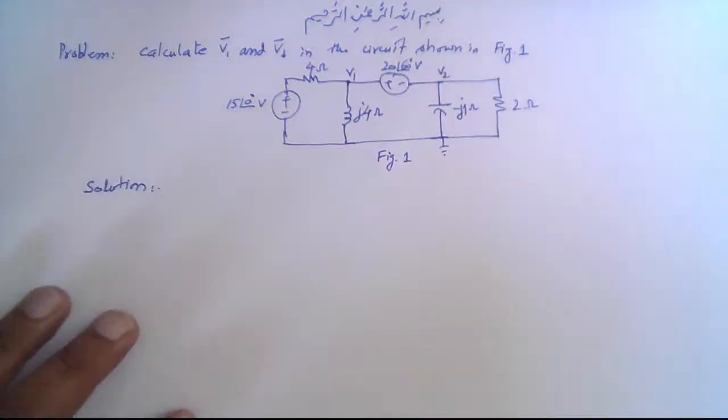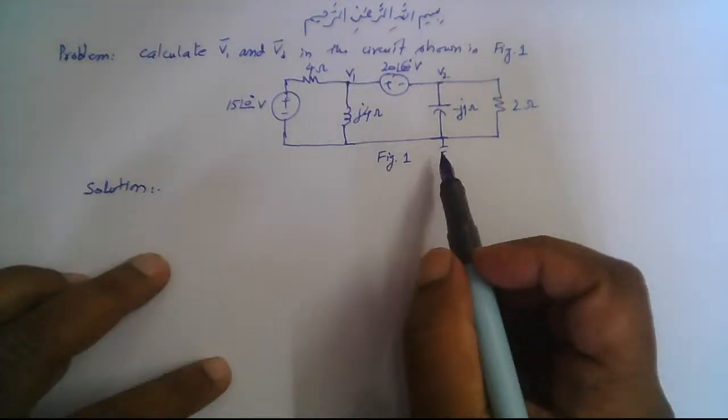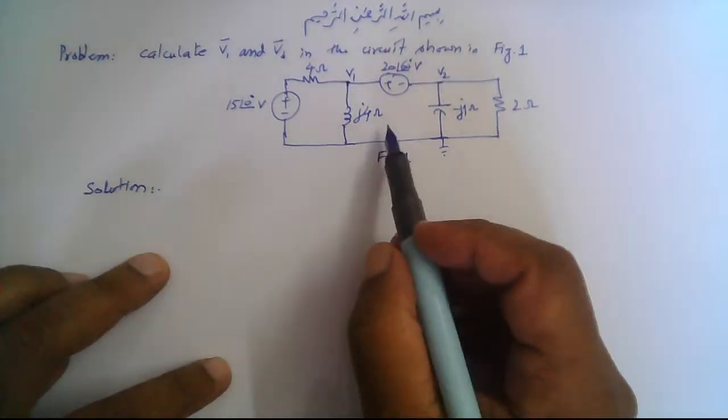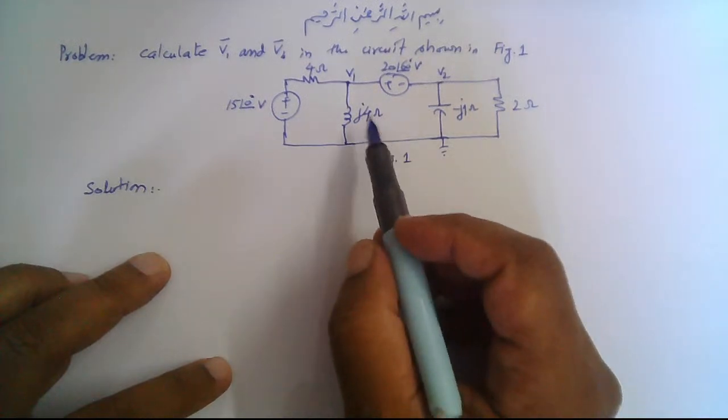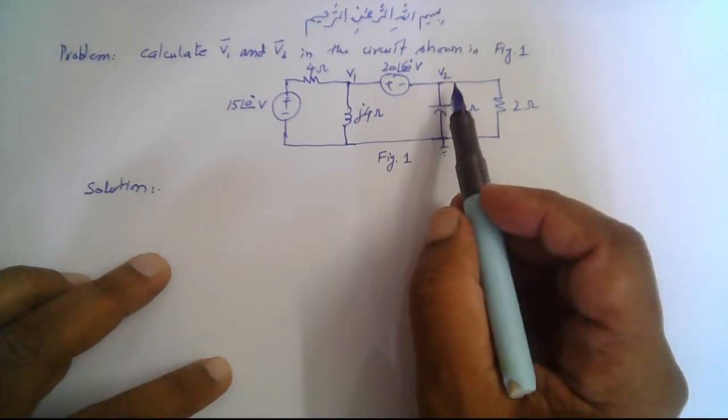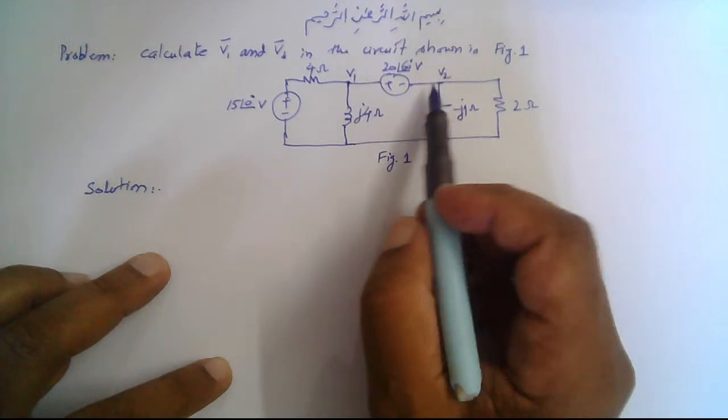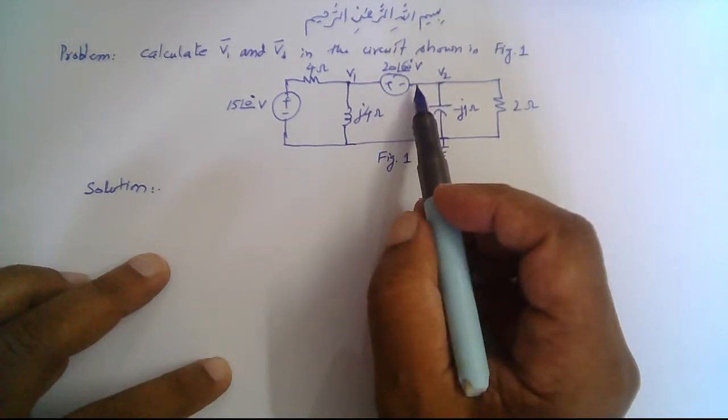So we have this problem here. In this circuit, we have two nodes, V1 and V2. But between V1 and V2, we have a voltage source, right? So we cannot find a current.